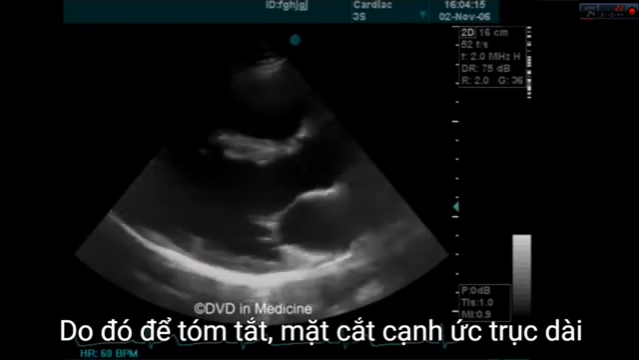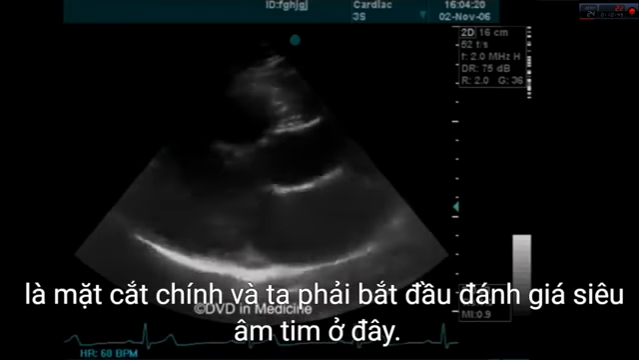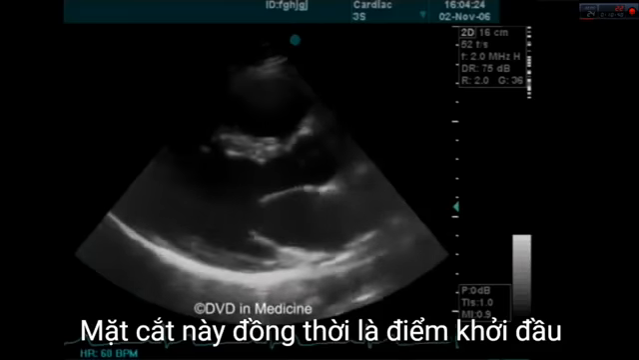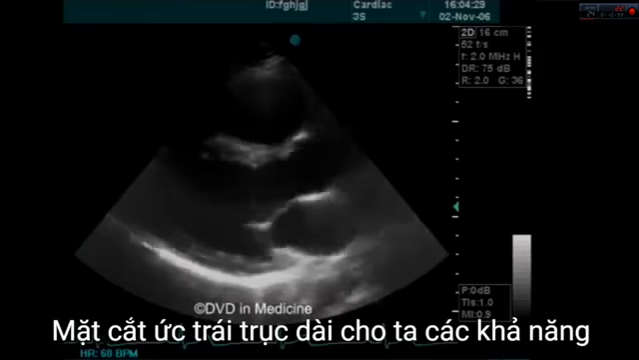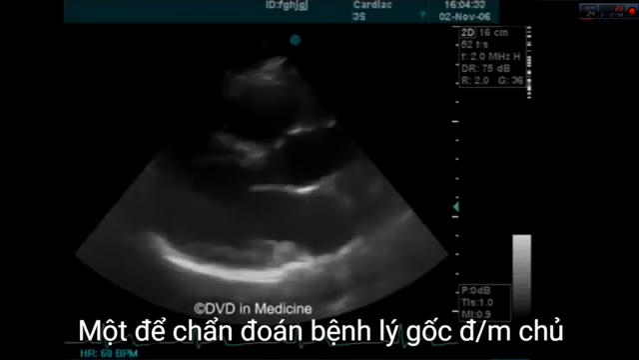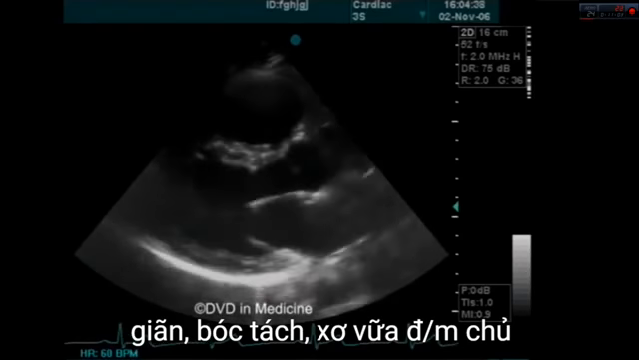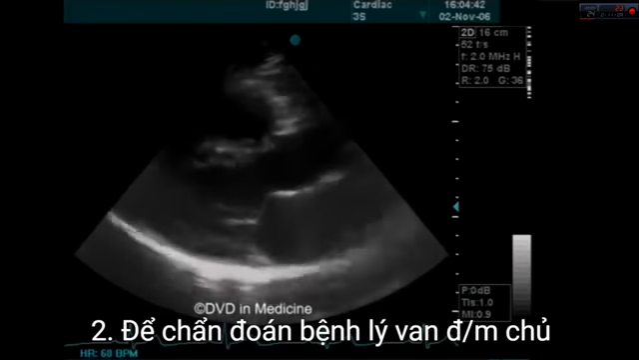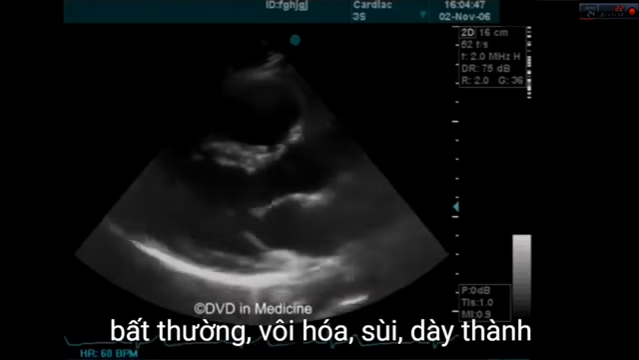Therefore, in summary, the parasternal long axis view is the main view, and one must start cardiac ultrasonic evaluation here. This view is also the starting point for obtaining other two-dimensional echocardiograms. The parasternal long axis view gives one the possibility: 1. To diagnose aortic root pathology, dilation, dissection, atherosclerosis of the aorta. 2. To diagnose aortic valve pathology, anomalies, calcinosis, vegetations, thickening.